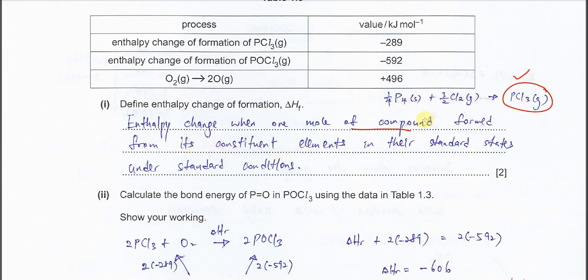Means, let's say for this example, if we want to form the PCl3, we need to use phosphorus and chlorine. So these are the elements used to form this. And these elements must be in their standard state. Means phosphorus must be a solid, chlorine must be a gas, under standard condition. Standard condition is 101 kilopascal and 298 Kelvin.